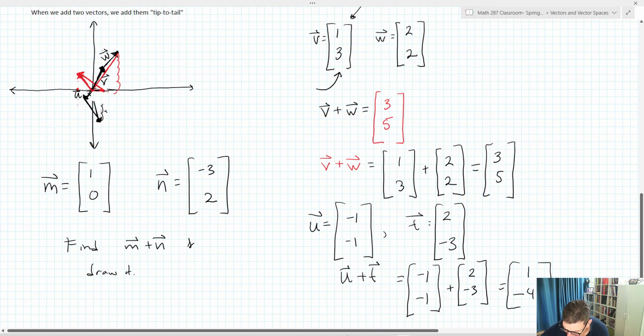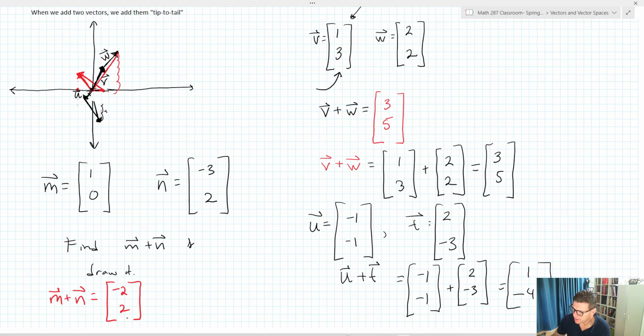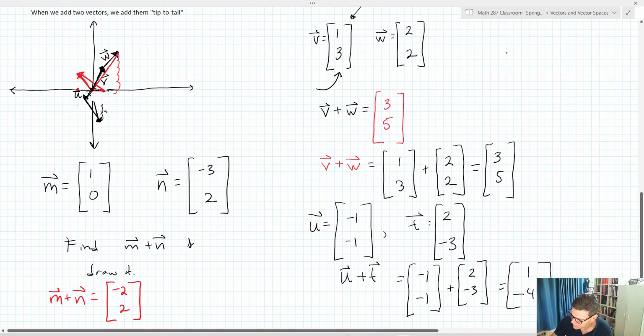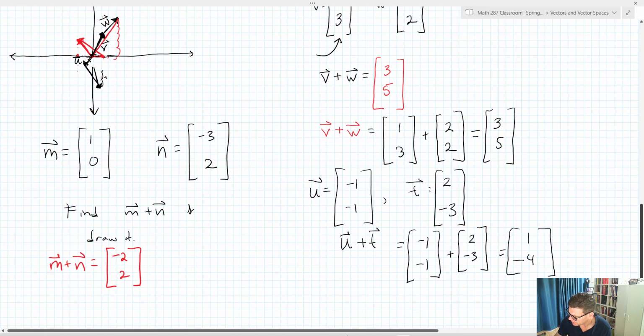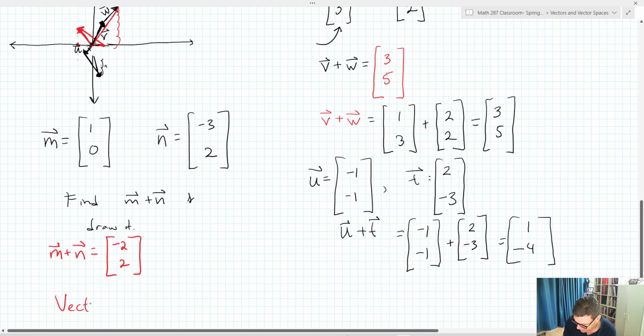And our resulting vector now is -2 in the x direction, and up 2. So it's -2, 2. All right? So m plus n equals -2, 2. Okay? Now, what you want to notice is that each one of these vectors has length and direction. They're pointing in different directions, and they also have certain lengths. So vectors have lengths and directions.